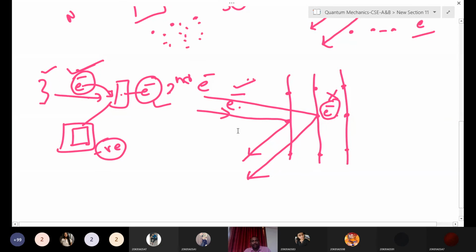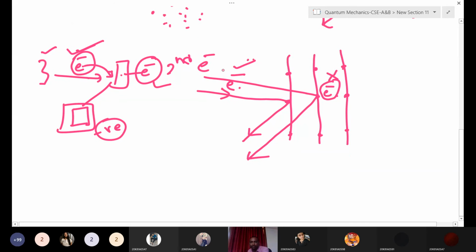So we want to see whether electrons from the electron gun are diffracting or not. We don't want electrons from the nickel crystal. That's why we are collecting only primary electrons.